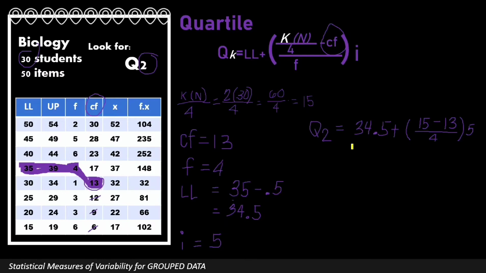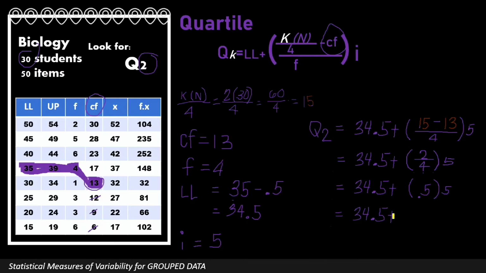Let's solve now quartile 2. Quartile 2 equals 34.5 plus 15 minus 13 over 4 close parenthesis 5. Let us solve first inside the parenthesis. Copy 34.5 plus, so 15 minus 13 is 2 over 4 times 5. So copy 34.5 plus 2 over 4 is equals to 0.5. Copy the 5. Then 34.5 plus, let's solve this. 0.5 times 5 is 2.5. So 34.5 plus 2.5 is 37. Our quartile 2 is 37.